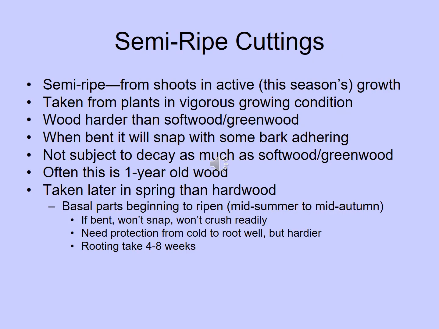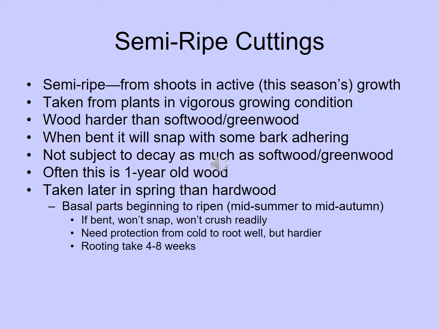Semi-ripe cuttings are taken from shoots in active growth, this season's active growth, but not the newest growth, not like the softwood or greenwood, but they're in vigorous growing condition. The wood is harder than softwood and greenwood. Usually it is getting a little bit browner or reddish. When bent, it will snap with some of the bark still adhering. It's not as subject to decay as much as softwood and greenwood, but it also will not root as well.